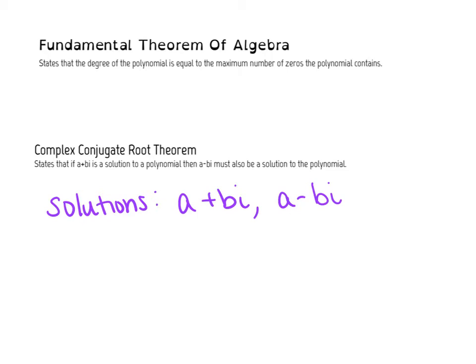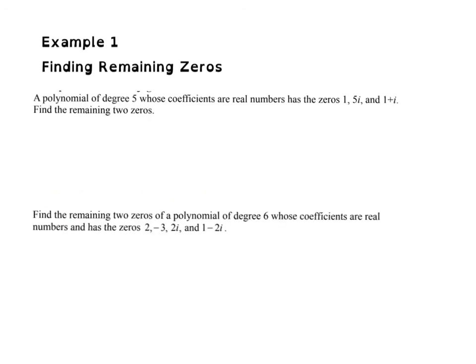So let's look at a couple of examples. Let's look at these two examples on finding the remaining zeros if we are already given zeros. And the first one says a polynomial of degree 5, whose coefficients are real numbers, has the zeros 1, 5i, and 1 plus i. Find the remaining two zeros.